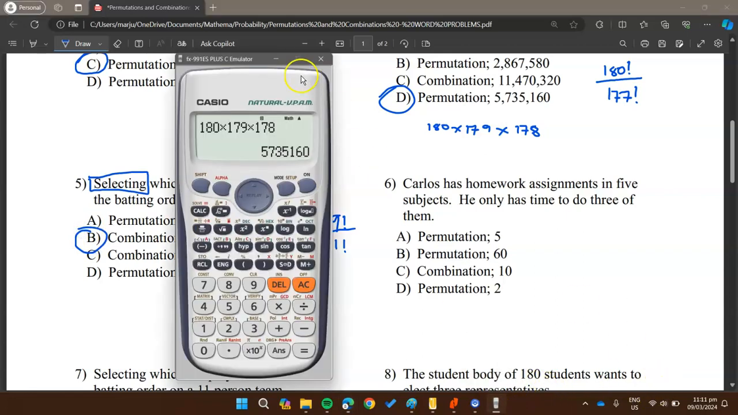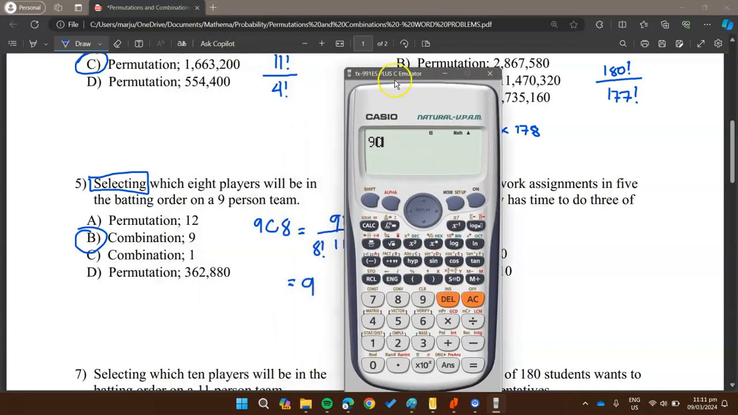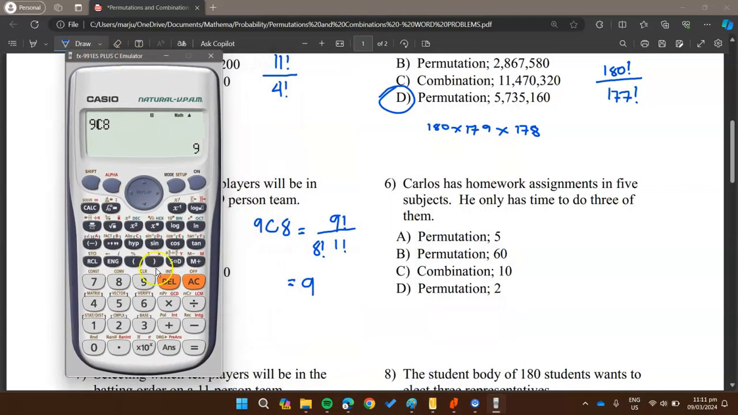So to check the calculator, we have 9. Combination, we have 8, right? 8. So again, this is just 9. Or we can also do it this way, 9 factorial over 8 factorial times 1 factorial. Again, that gives us 9.